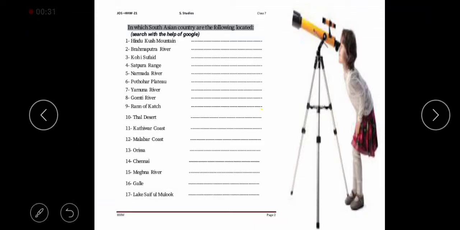So the first page, that is page number 2, is related to the question: in which South Asian countries are the following located? These are some landforms, some rivers, some lakes, and some wadis in the list. It is a list of 17 locations from the South Asian countries, and you have to Google these locations to find where they are located.